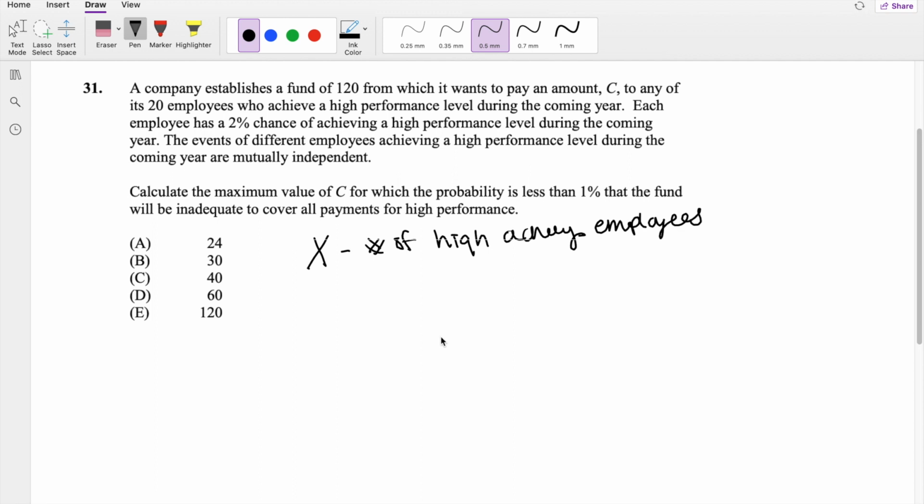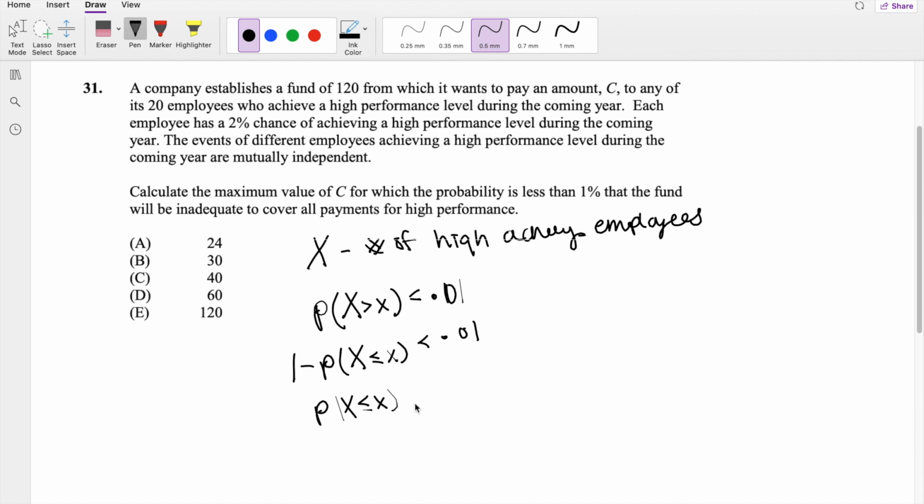When we're trying to maximize that value, we're basically looking for the probability that X is greater than some little x, and we want this probability to be less than 0.01. As always, we can say this is equal to 1 minus the probability of big X less than or equal to little x, is less than 0.01. Or we can bring this onto the other side, so the probability that X is less than or equal to little x is greater than 0.99.